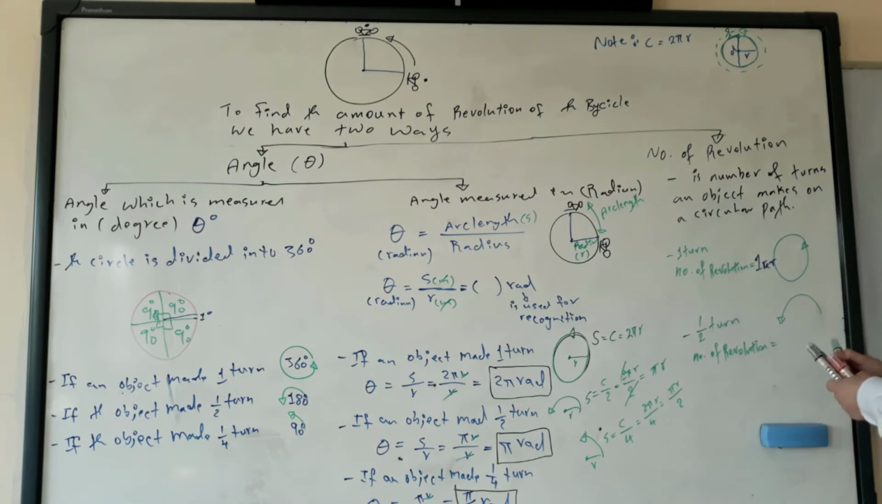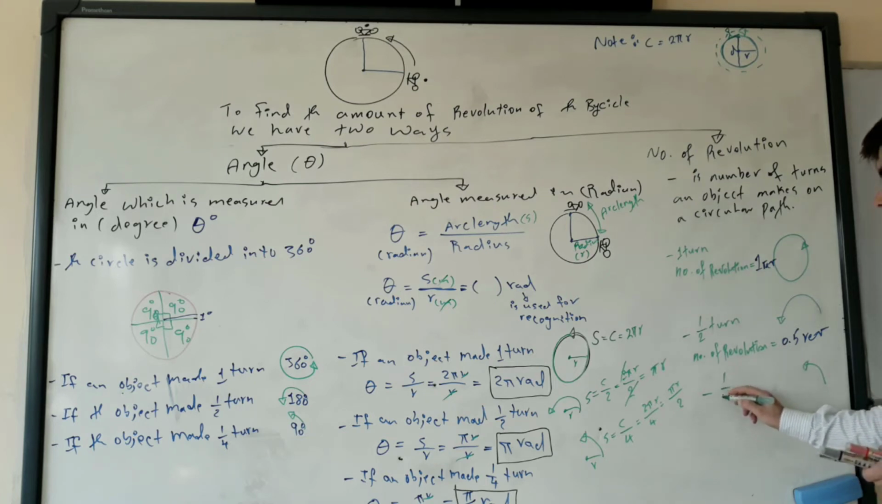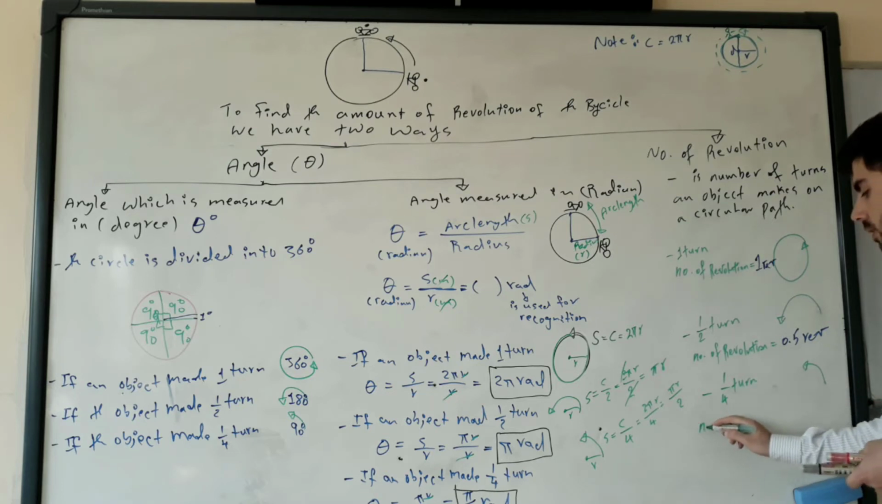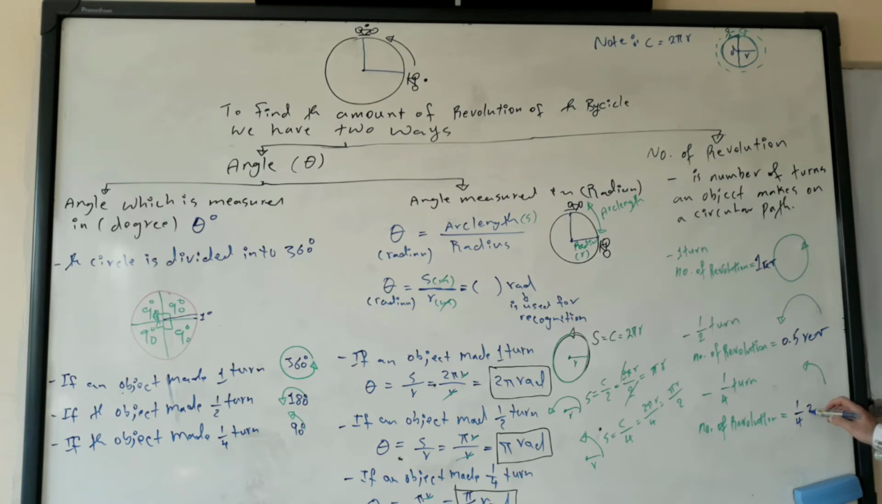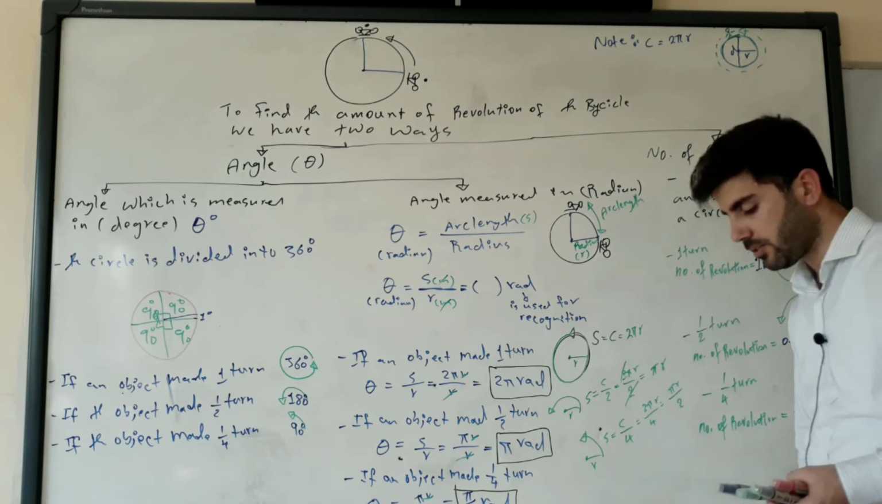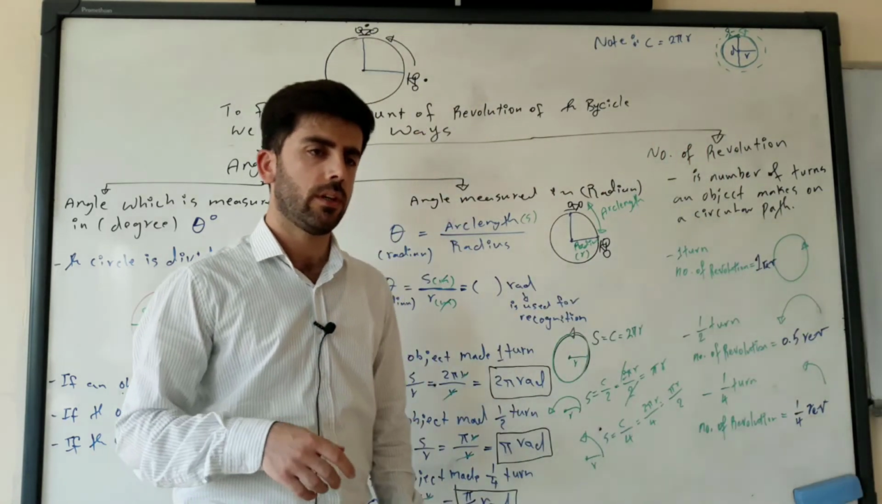Number of revolution is equal to 0.5 rev, and so on for a quarter of a turn, okay? If the object traveled a quarter of a turn, so in this case, number of revolution is equal to 1/4 rev, or 0.25 rev, okay? So these are 3 ways, guys, that can be used to tell.